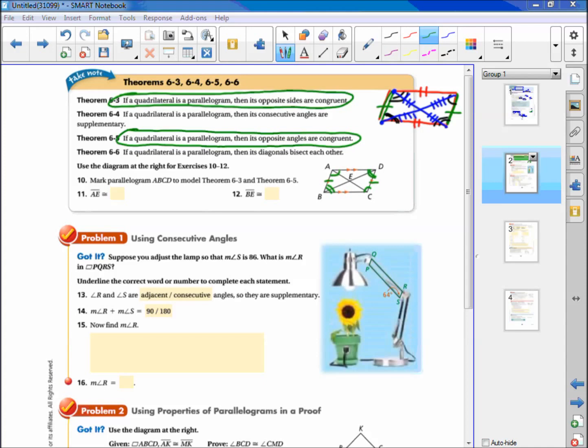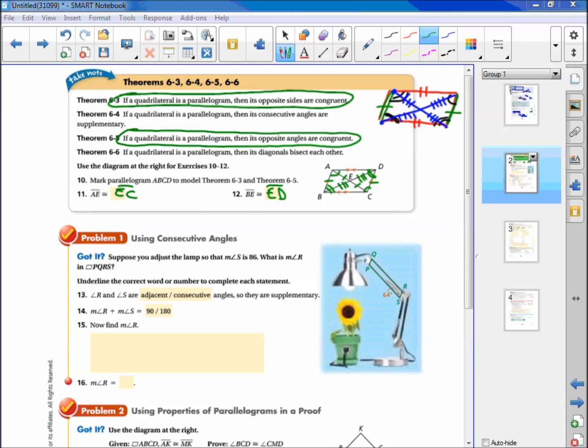Okay. All right, number 11, it wants to know what is the same length as AE? So AE and EC should be the same because remember the diagonals bisect each other. So this half of the diagonal should equal that half of the diagonal. And also BE should be equal to ED. So this half of the diagonal should equal that half of the diagonal.